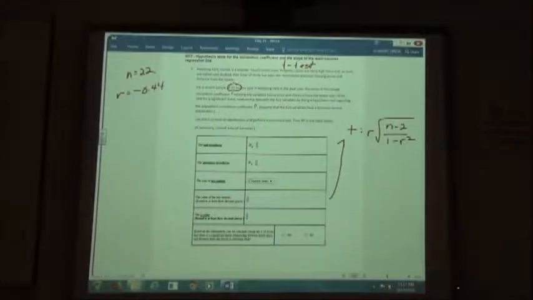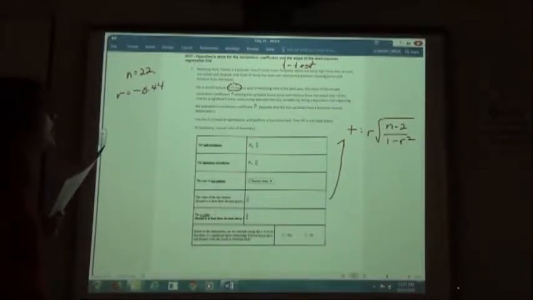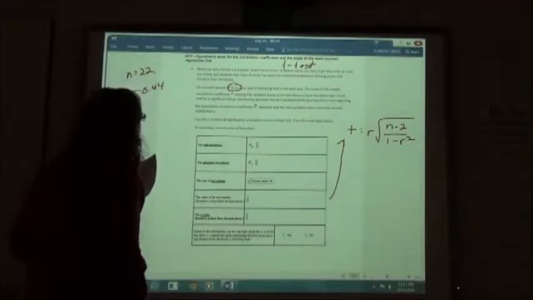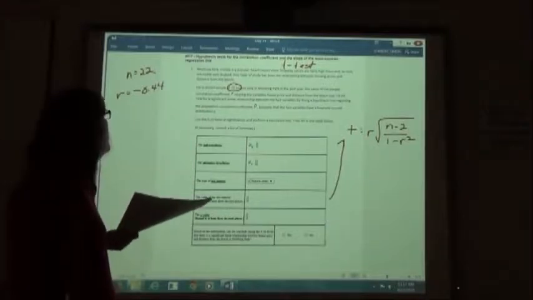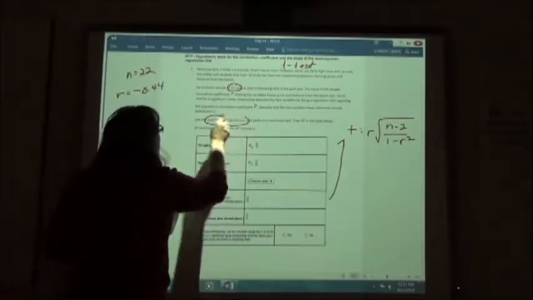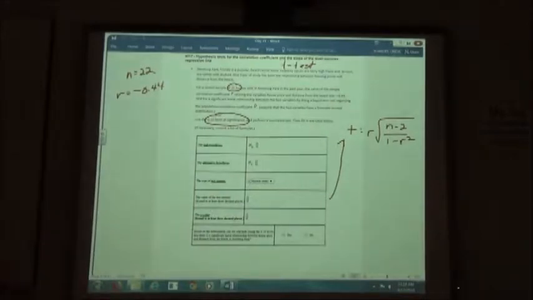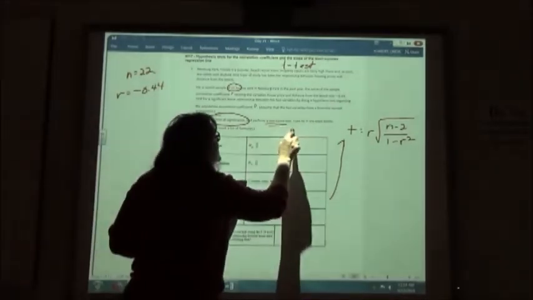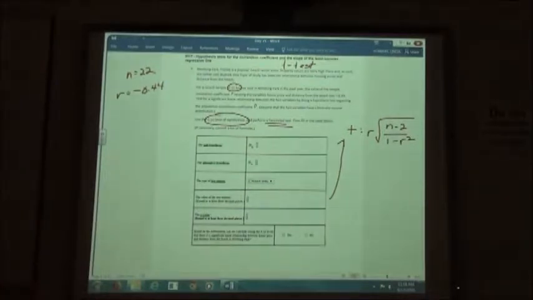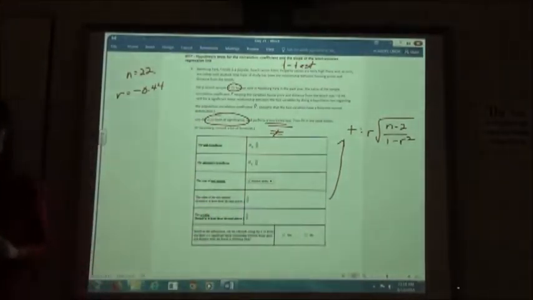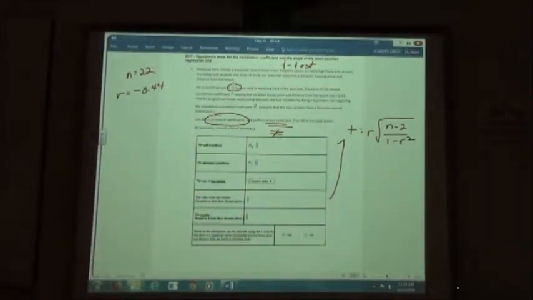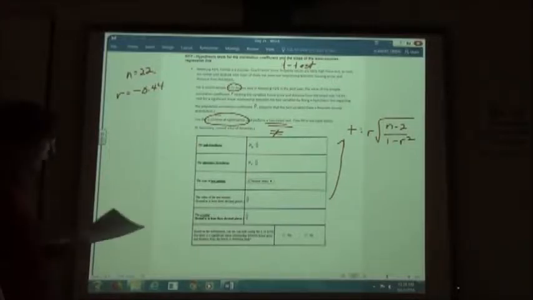Test for a significant linear relationship between the two variables by doing a hypothesis test regarding the population correlation coefficient P, assuming that the two variables have a bivariate normal distribution. Use a 10% level of significance and perform a two-tailed test. If we are doing a two-tailed test, remember from our previous hypothesis testing, we're testing not equals, right? The one-tailed test had the greater than and the less than. Two-tailed test is a not equals.